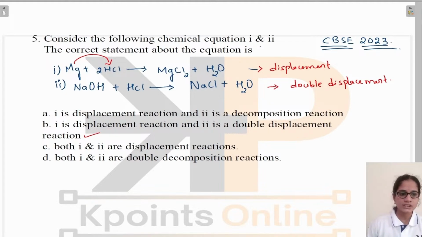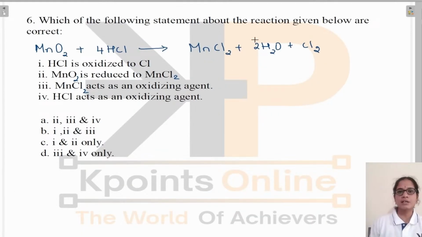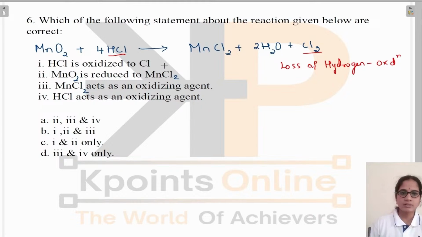Then let us move to the next question. Which of the following statements about the reaction given below are correct? See the reaction here. Here they have given the statements that HCl is oxidized to chlorine. Is it true? Yes. Here there is loss of hydrogen. Loss of hydrogen is oxidation. So yes, this will be correct.